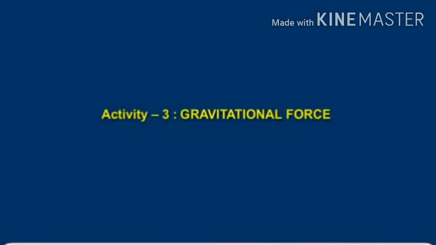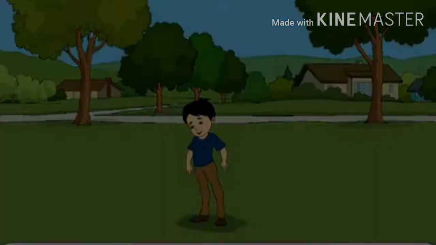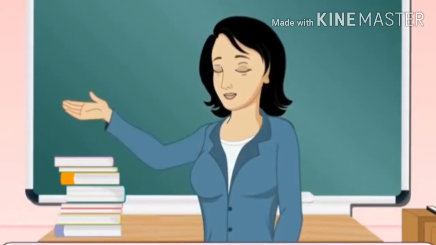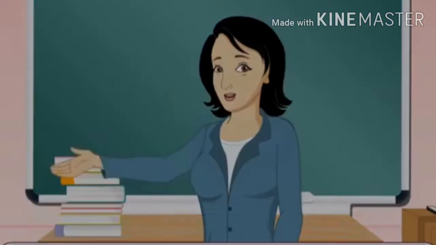Activity 3. Throw a ball upwards. What do you observe? After reaching some height, it comes down to the ground. Why? Because our earth exerts some force on it and pulls it down. This pull of the earth is called gravitational force.